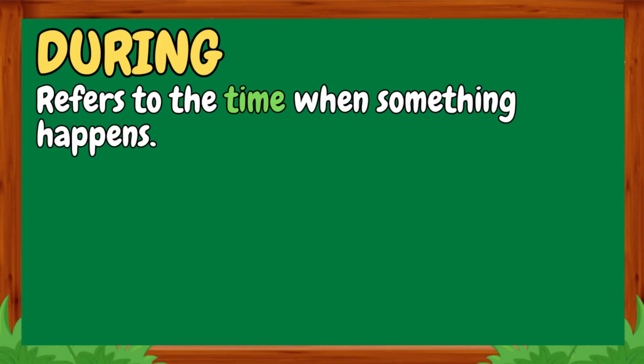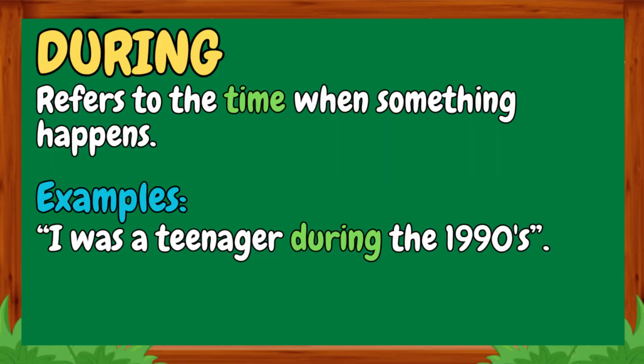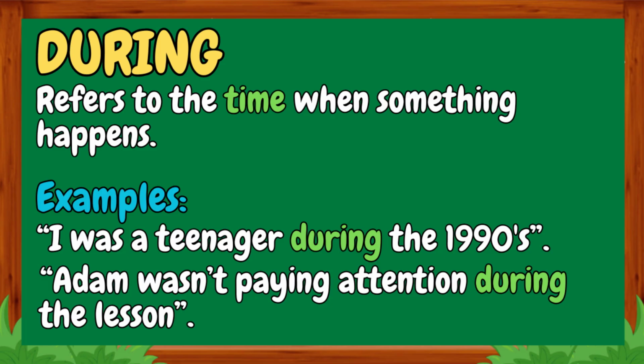During. It refers to the time when something happens. And I think the best way to explain this one is by looking at examples. I was a teenager during the 1990s. Adam wasn't paying attention during the lesson. So I think those examples clearly explain how we can use the preposition during. Let's move on, and it will be preposition of time number 8.